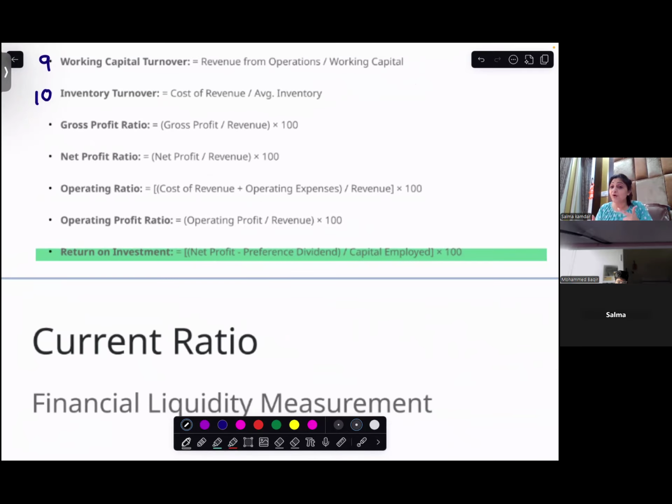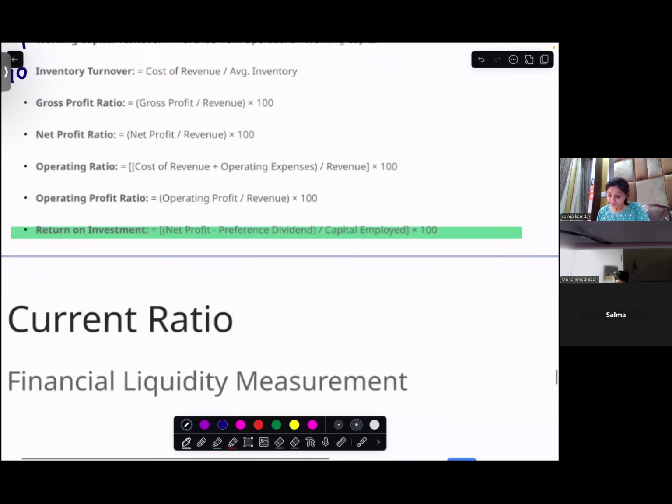Your gross profit ratio, net profit ratio, operating profit ratio, operating ratio, and your return on investment ratios.